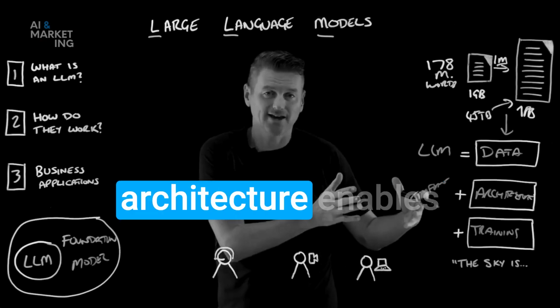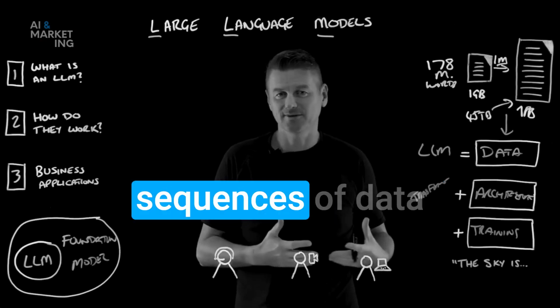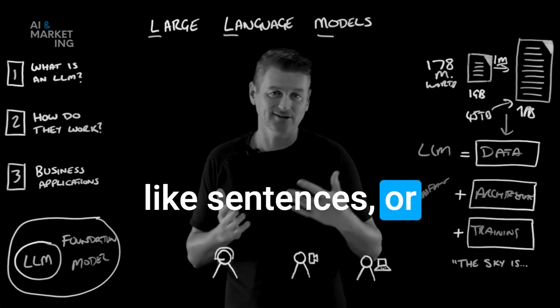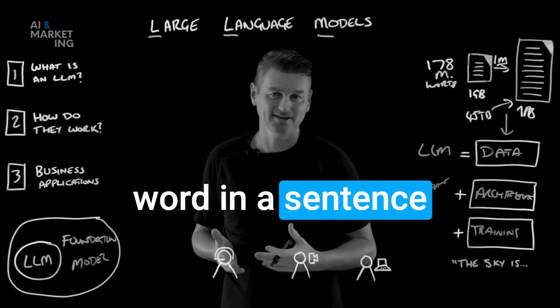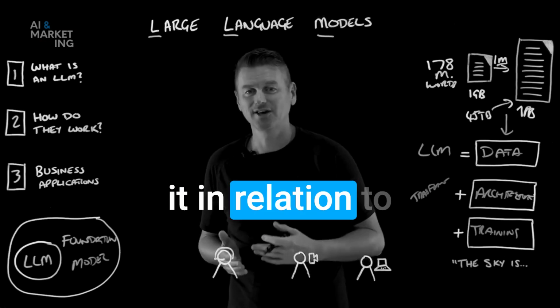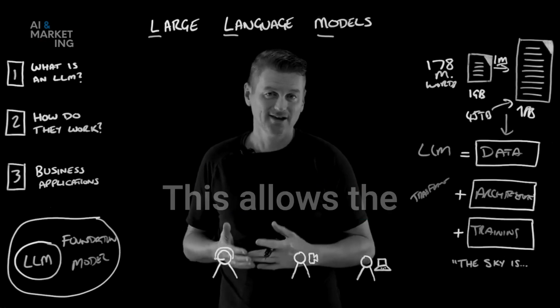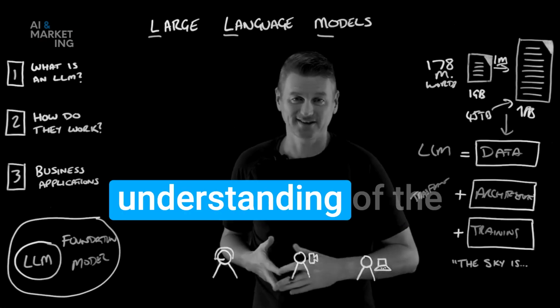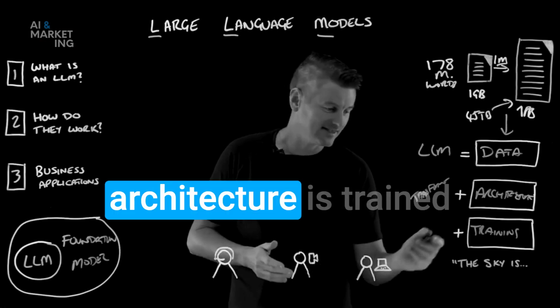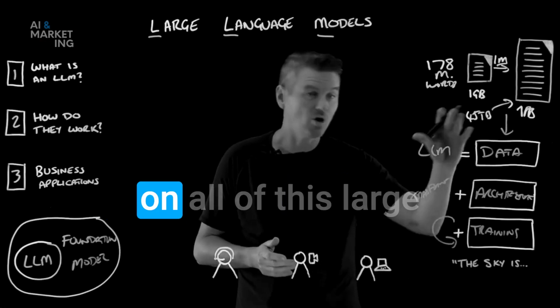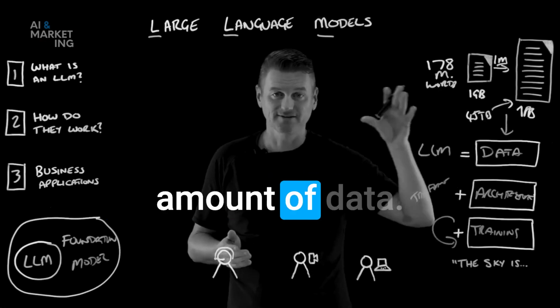The transformer architecture enables the model to handle sequences of data like sentences or lines of code. Transformers are designed to understand the context of each word in a sentence by considering it in relation to every other word. This allows the model to build a comprehensive understanding of the sentence structure and the meaning of the words within it. And then this architecture is trained on all of this large amount of data.